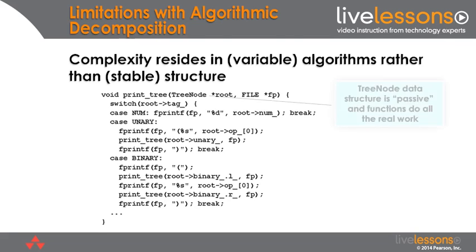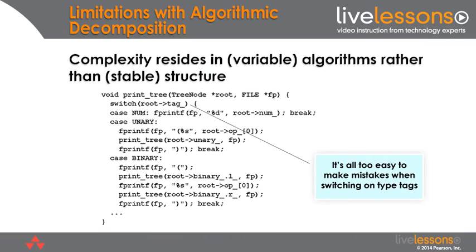First of all, the data structure of the tree node is relatively passive. It exports all of its operations to the functions. Those functions can come along and look inside and play around with any of the fields that they so choose. There's no protection taking place here. And the functions are really what do all the work. The data structure just kind of sits there and lets the functions have their way with what they're doing.